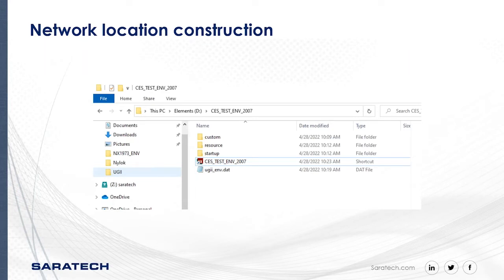So now let's do the network construction. You should have a network location that every user has access to. You have to have read and write capability to that. It has to be fully open for you. And then you're going to copy this structure.